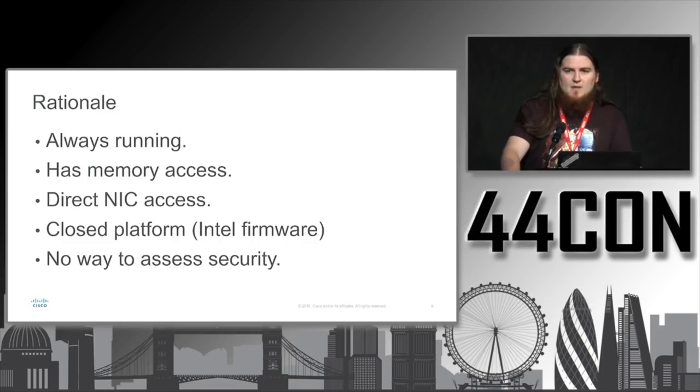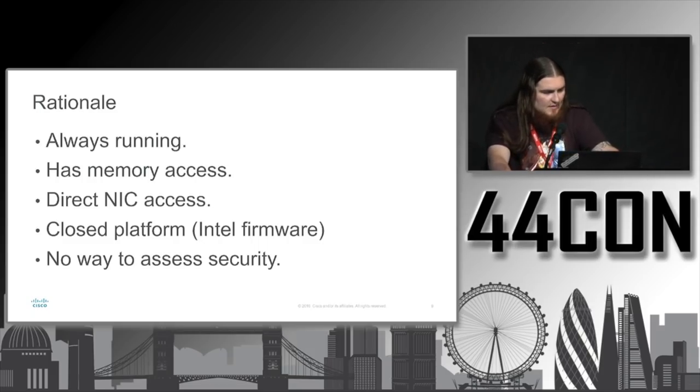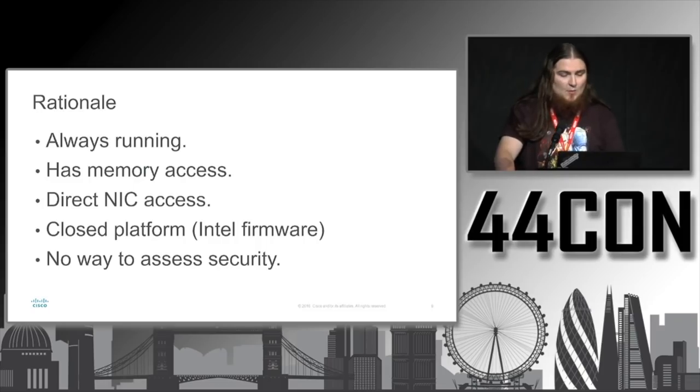So the rationale of why you might want to mess with IME: it's always running. It has memory access, which is concerning. It's got direct NIC access, so it can talk directly to the network adapter, and that can be either wired or Wi-Fi. And it can talk out to the internet doing that, hence why the AMT stuff was interesting. But it's a closed platform. Intel wrote the firmware, and it's not open source or anything. You can't roll your own. It's all signed. Some of it's compressed or obfuscated. There's not really any sensible way to assess the security of it. So there's a lot of people going, I don't really like this weird Intel binary blob running on a weird hypervisor always running thing on my motherboard, and they want to get rid of it.